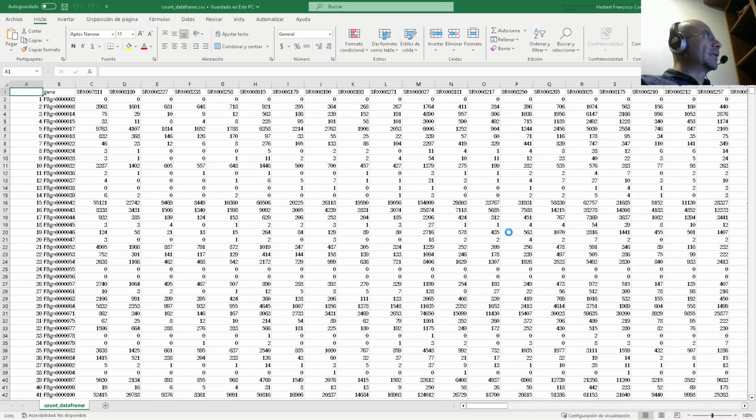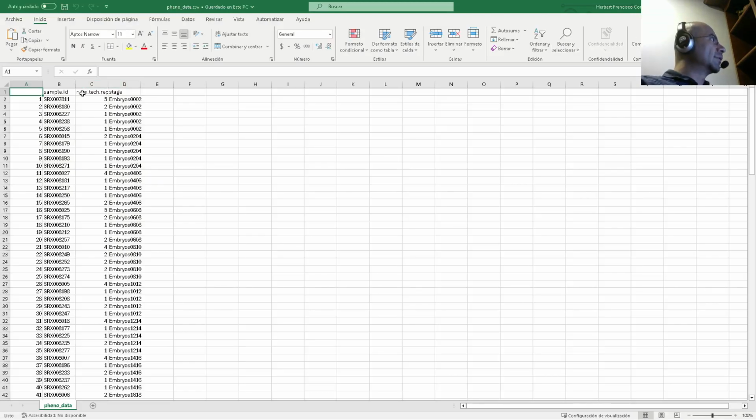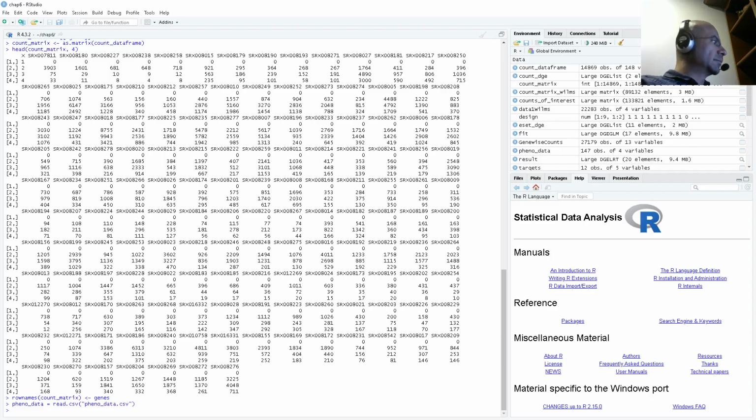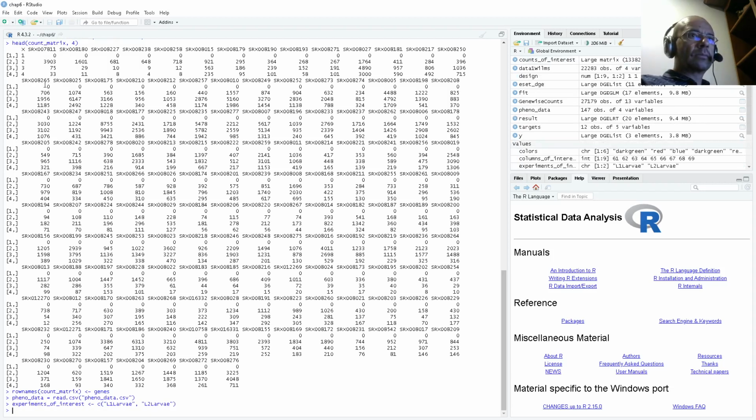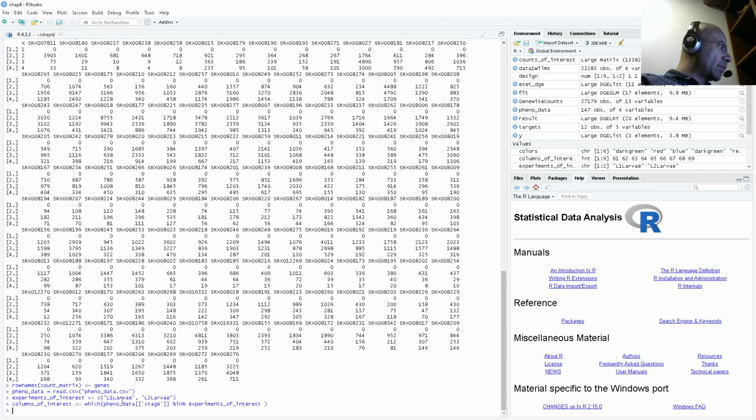This is our final data. This is the sample ID and this is the stage. We will filter the information for larv1 and larv2.